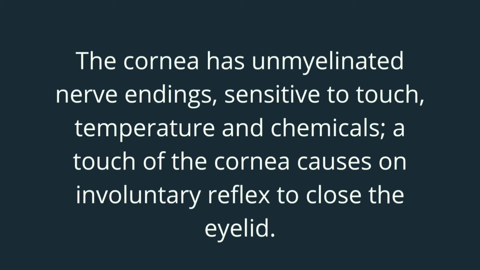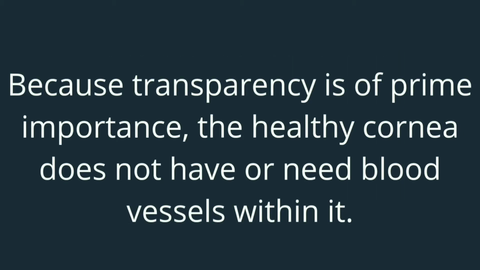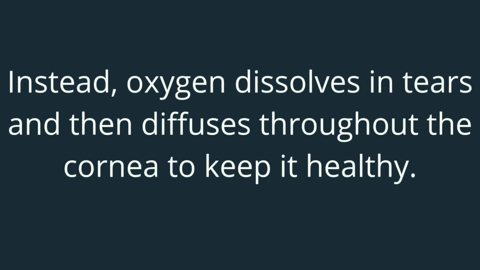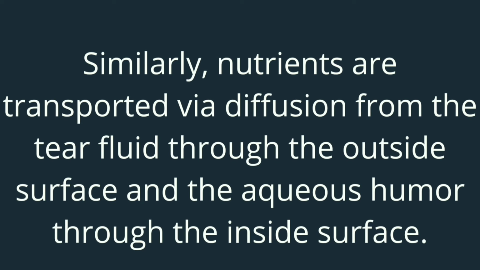Because transparency is of prime importance, the healthy cornea does not have or need blood vessels within it. Instead, oxygen dissolves in tears and then diffuses throughout the cornea to keep it healthy. Similarly, nutrients are transported via diffusion from the tear fluid through the outside surface and the aqueous humor through the inside surface. Nutrients are also supplied by the nerves of the cornea.